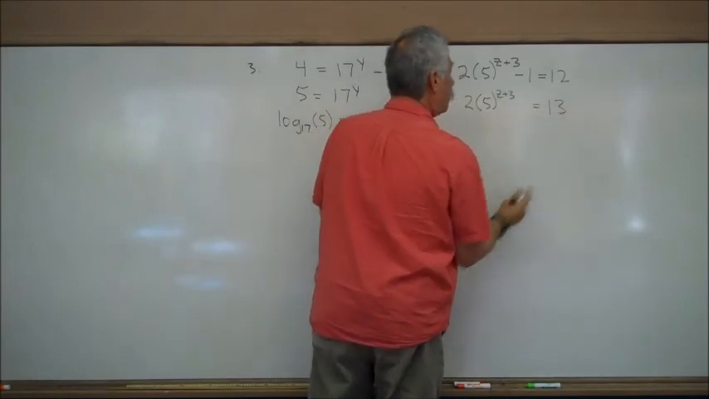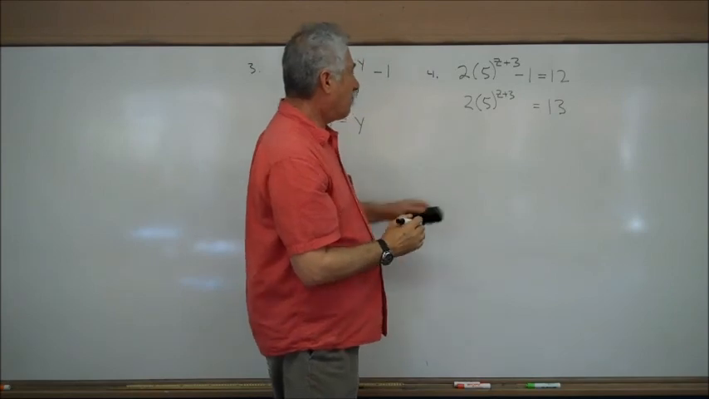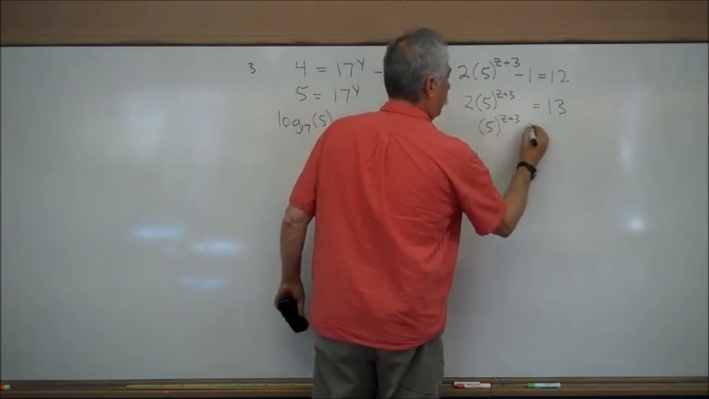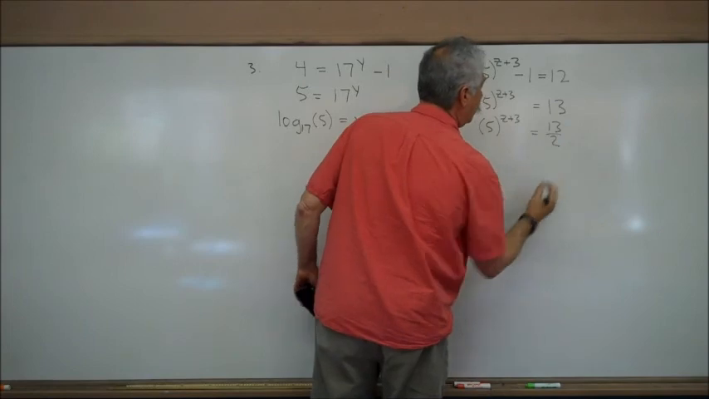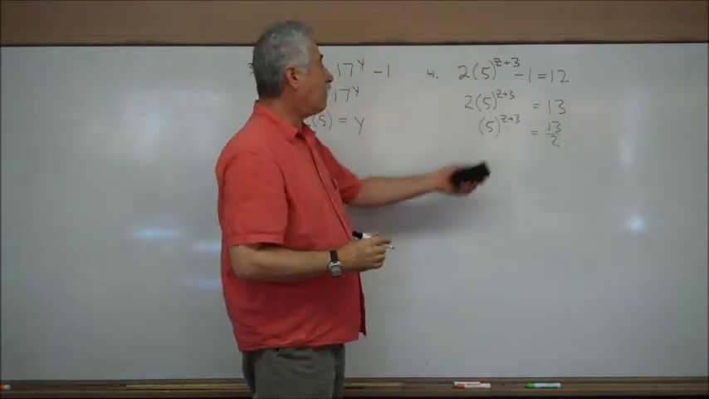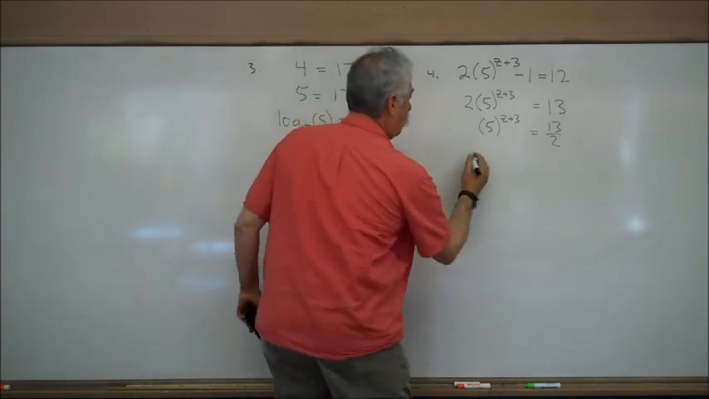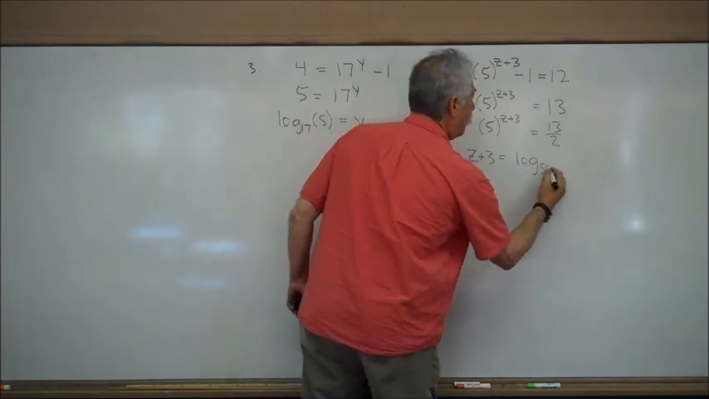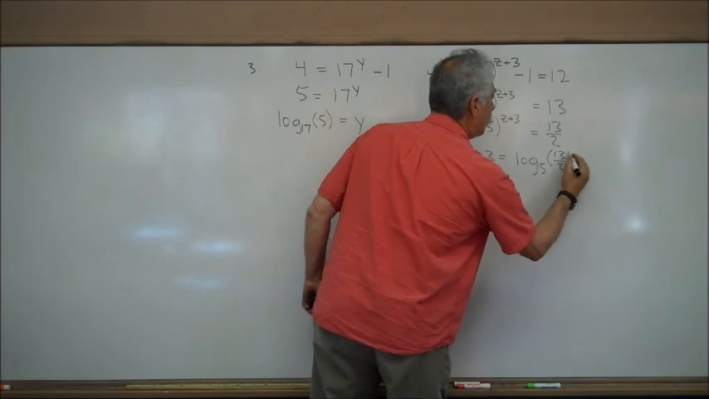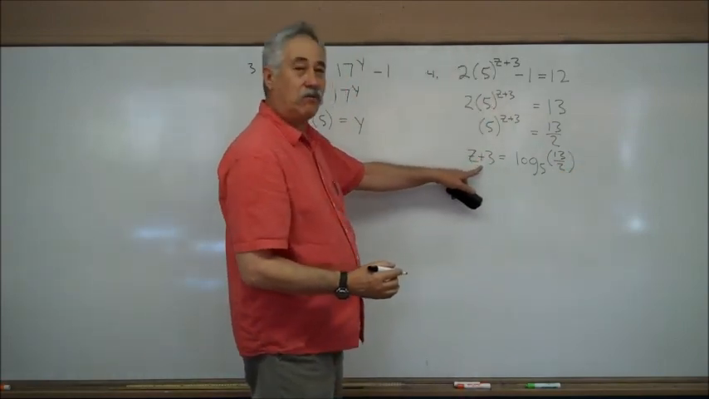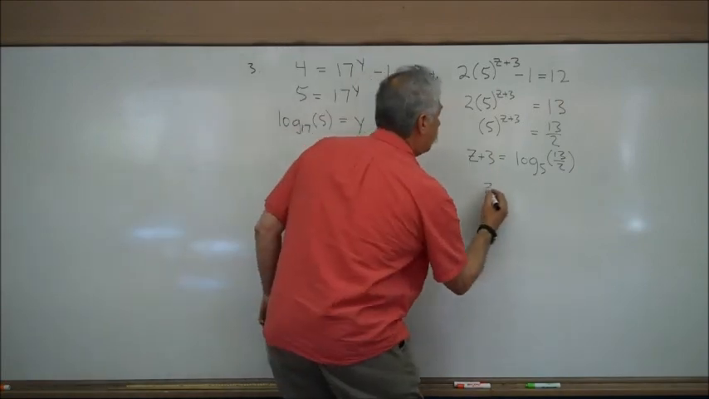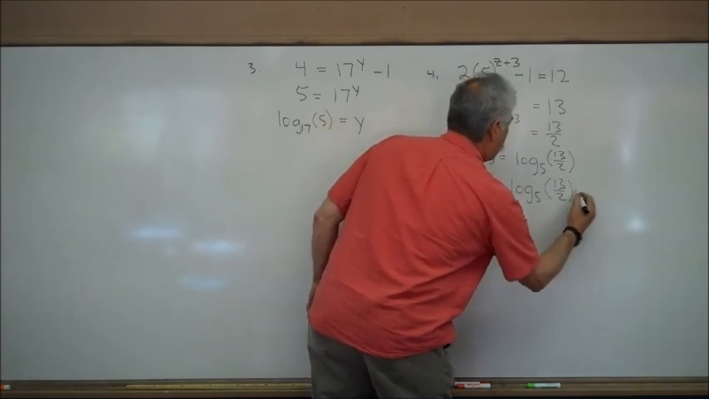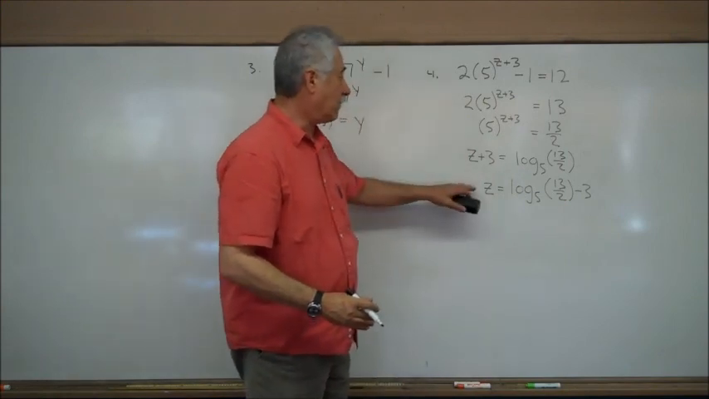Add 1 here. Focus your attention on the variable. We wish to remove the 2. We divide, and we have done so. Leave it as a mixed fraction. Now we wish to remove the base, base 5. We do so, we have z plus 3 equals logarithm, base 5 of 13 over 2. Now we want to remove the add 3. We do that by subtracting 3 from the other side. And we are finished. We have solved for z.